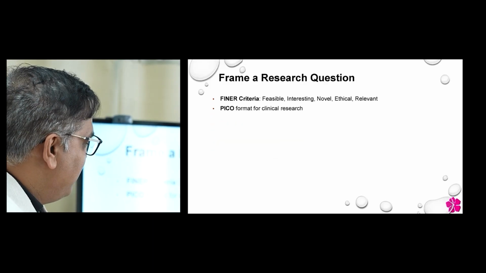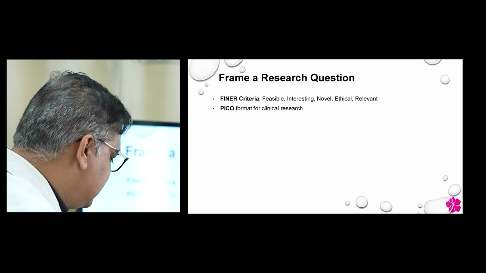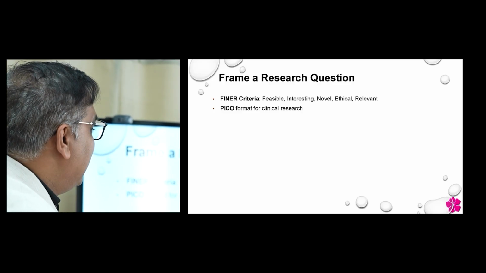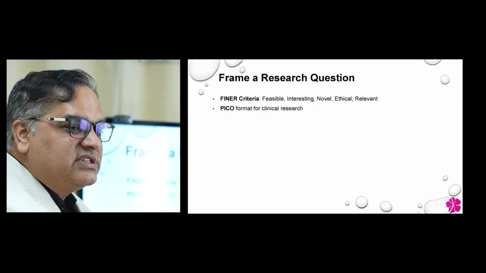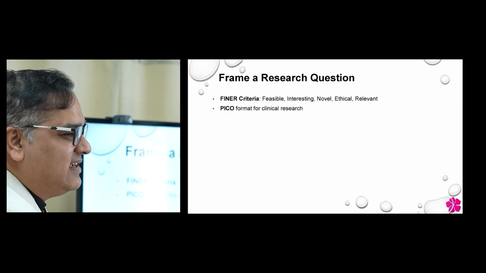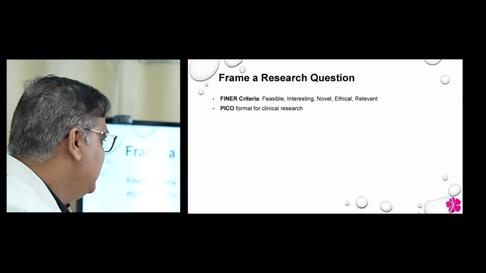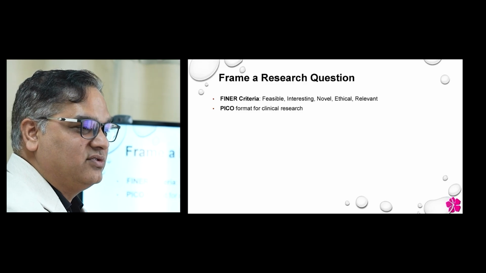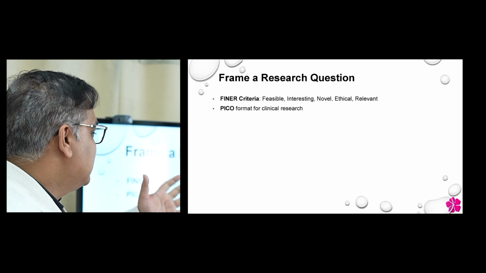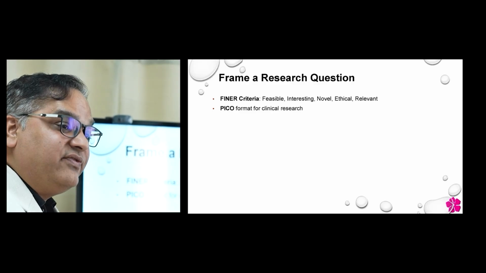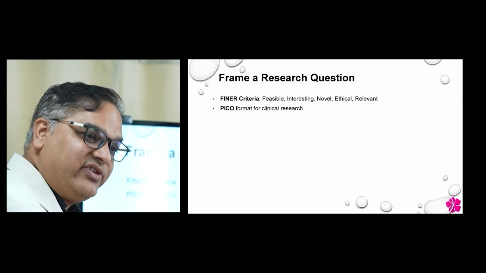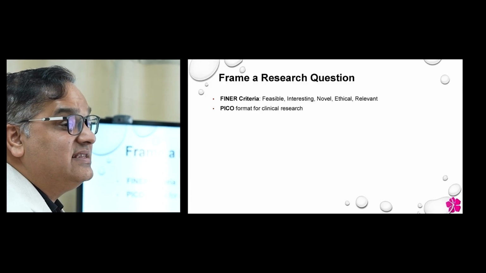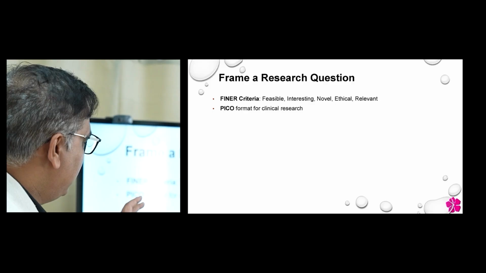Now coming to a very important part of the process, framing a research question. How do you frame a research question? There are many ways. The FINER criteria is most commonly used. FINER is basically an acronym for feasible, interesting, novel, ethical, and relevant. Whenever you are framing a research question, it should answer these things. Is it feasible? Is it interesting? Is it novel? Is it ethical? And is it relevant? There is another format which we'll talk about later.